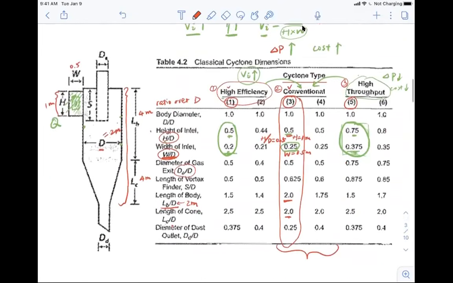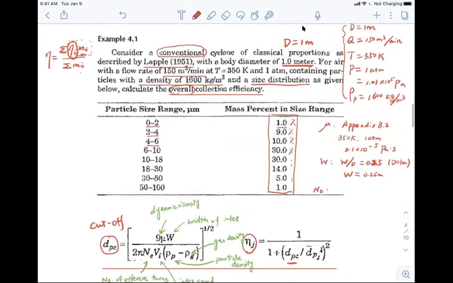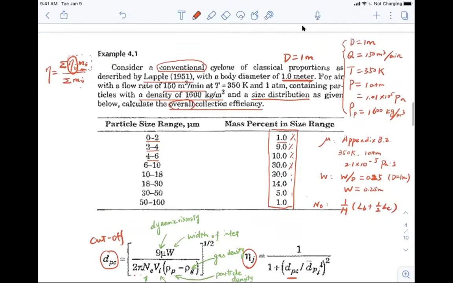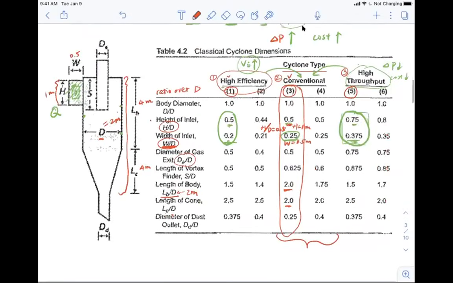And that's why when we solve it, we have the equation NE equal to 1 over H, which is the height of the inlet, times LB plus 1 over 2 of LC. So LB is the body of the cyclone, right? And LC here is basically the conical part, because the airflow cannot make complete turns anymore within this cyclone.